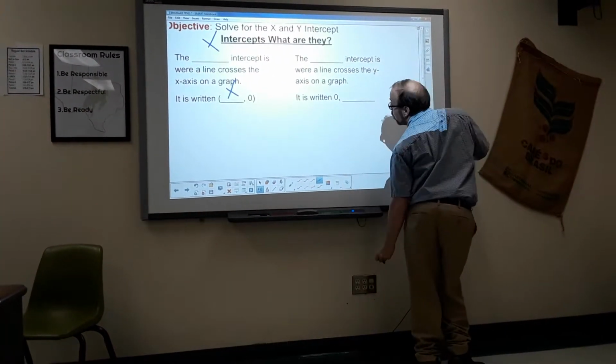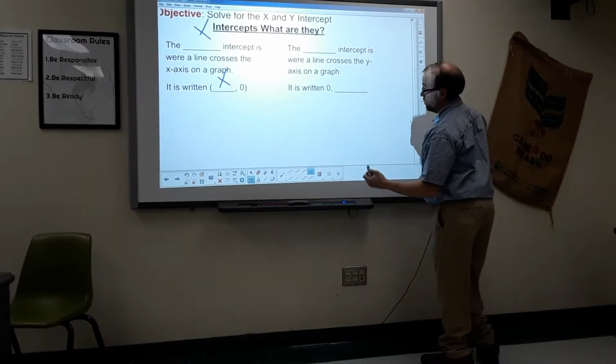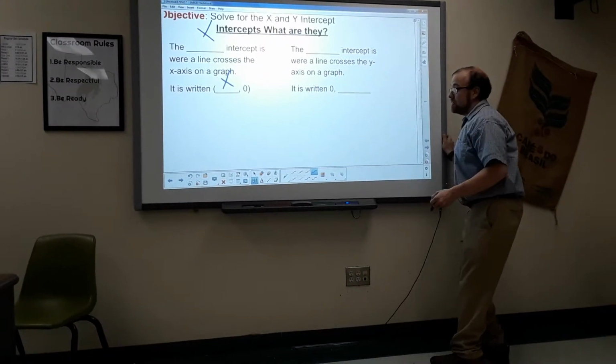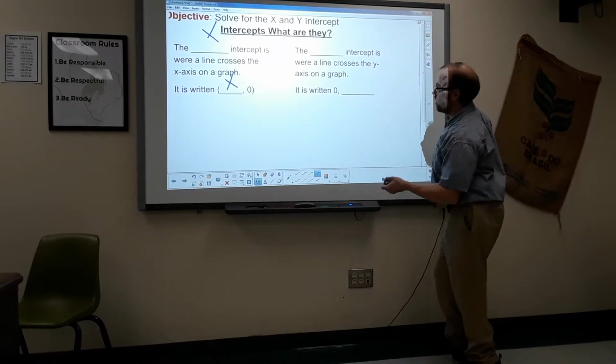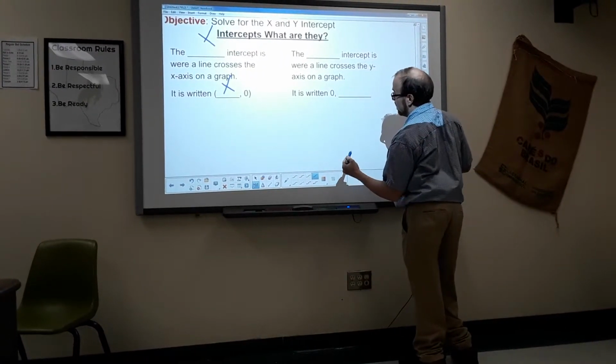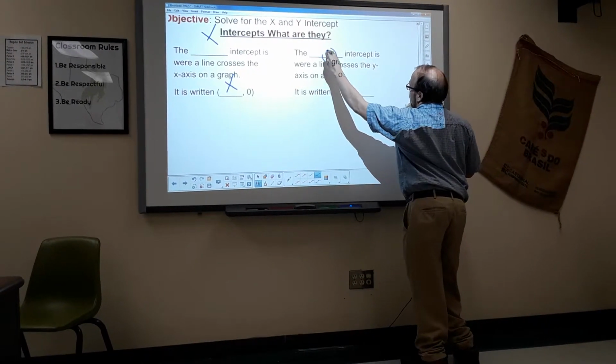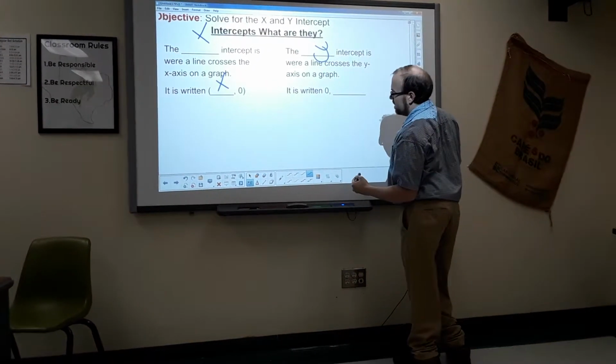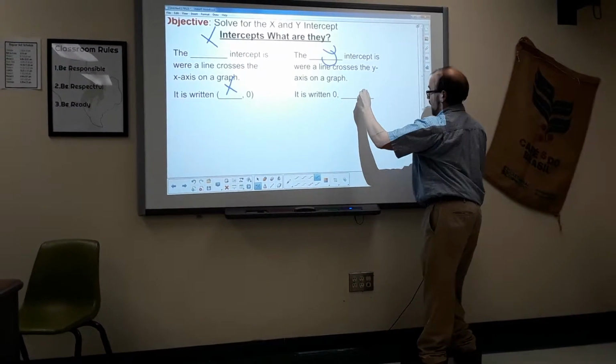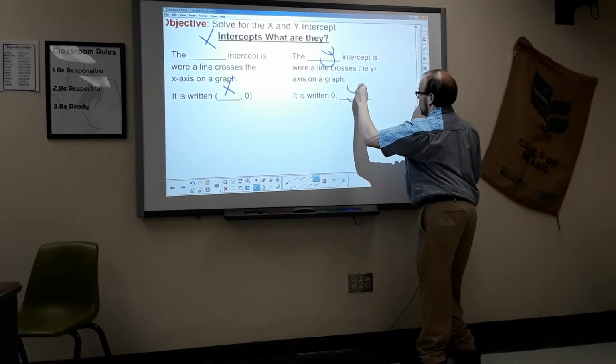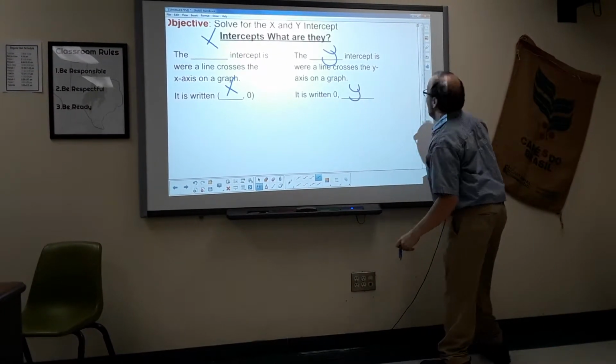So, knowing that, this next one should be pretty easy. The blank intercept is where a line crosses the y-axis on our graph. That's going to be y. And it is written 0, whatever the y-coordinate is. Good job. Alright.